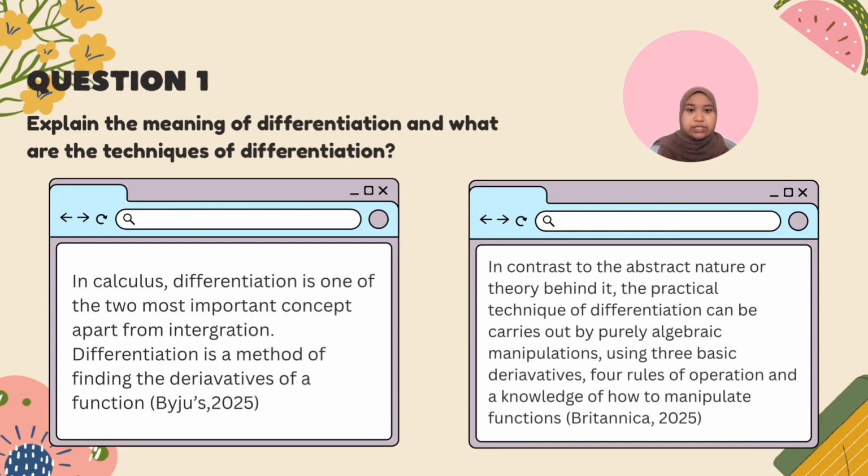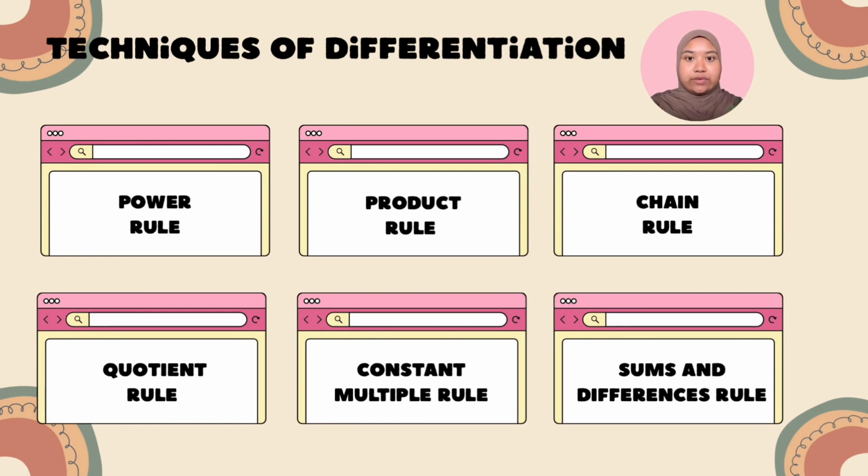Because of this, differentiation is very useful in subjects like physics, engineering, and economics. To apply differentiation, we use several techniques. The techniques are power rule, product rule, chain rule, quotient rule, multiple constant rule, and sum and differences rule.